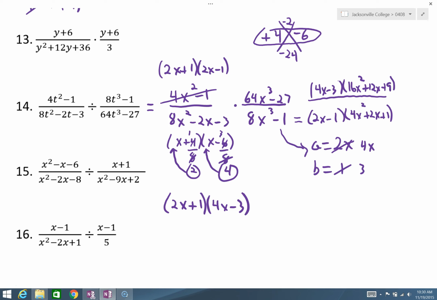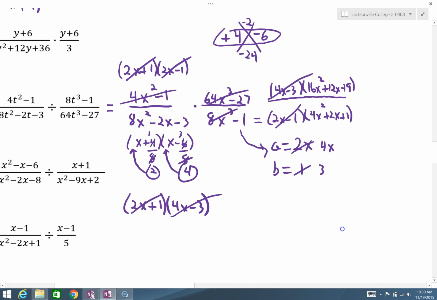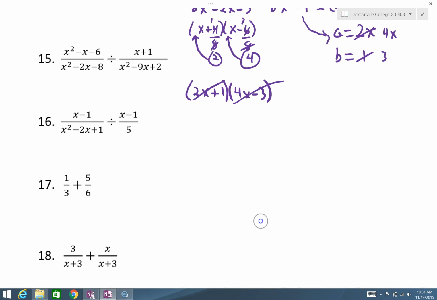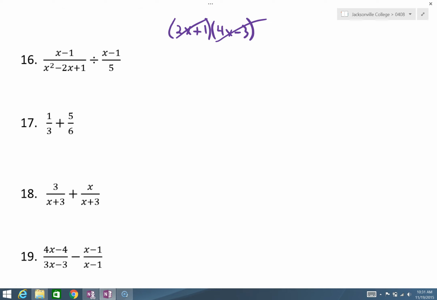Now let's see if we can do any further canceling. We see that 4x minus 3 will cancel with 4x minus 3. These are gone now. 2x minus 1 will cancel with 2x minus 1. 2x plus 1 will cancel with 2x plus 1. So what we're left with are these two factors here. Our result is 16x squared plus 12x plus 9 divided by 4x squared plus 2x plus 1. All right. Number 16.